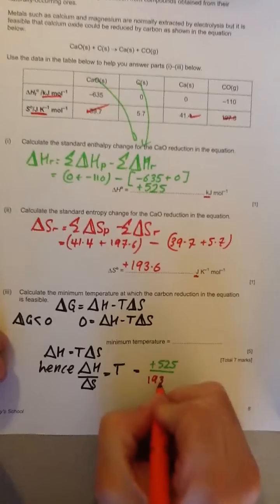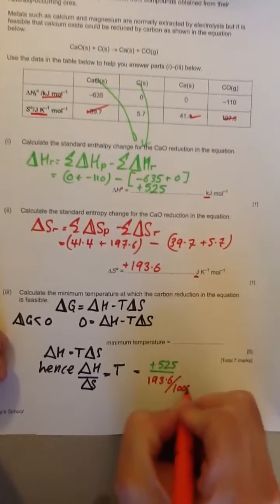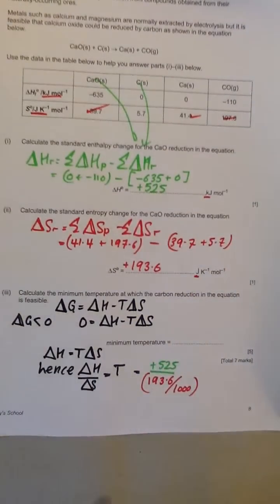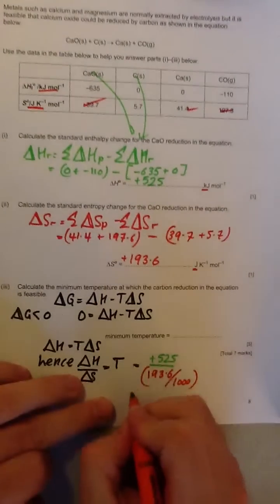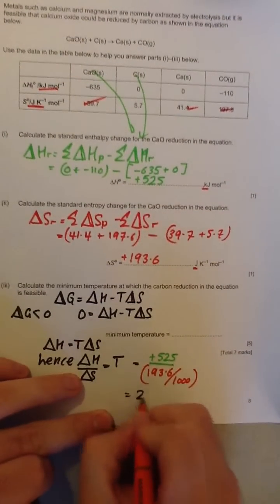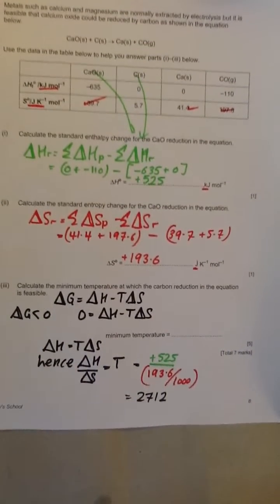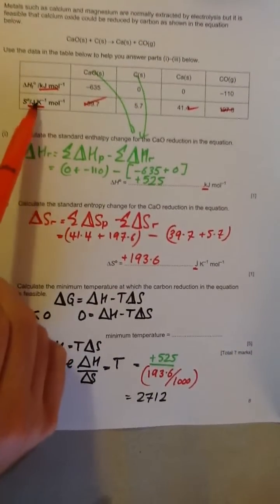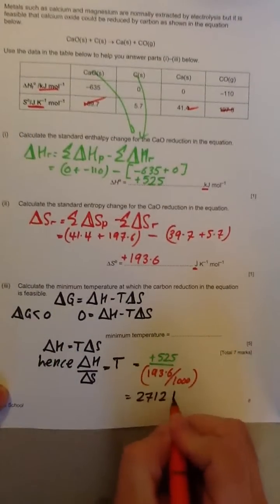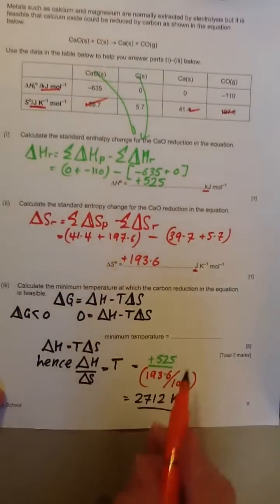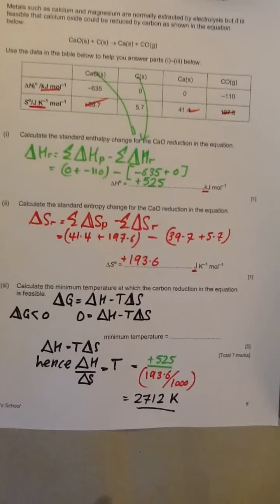So 193.6 divided by 1000. Okay? Because that's in kilojoules and that's in joules. Putting those numbers into a calculator, the number you come up with is 2712, sorry. Now the question of this is units. Now, throughout this we've used Kelvin. So the units will be Kelvin, because the entropy terms are given in Kelvin. So that means your temperature at the end is going to be given in Kelvin.